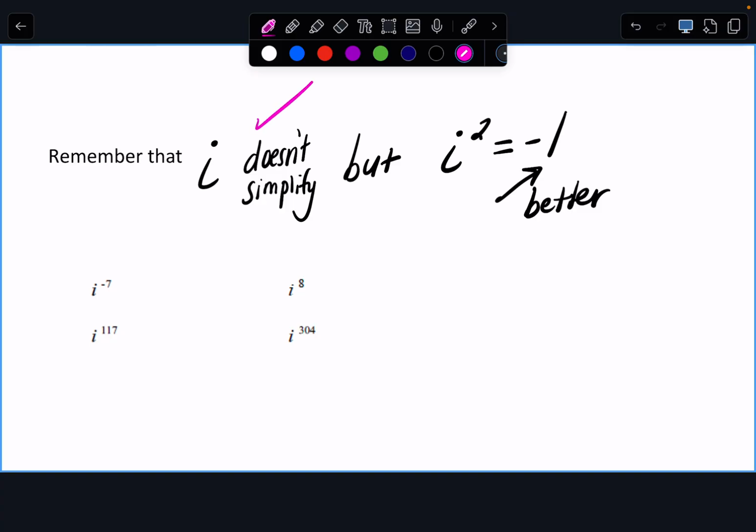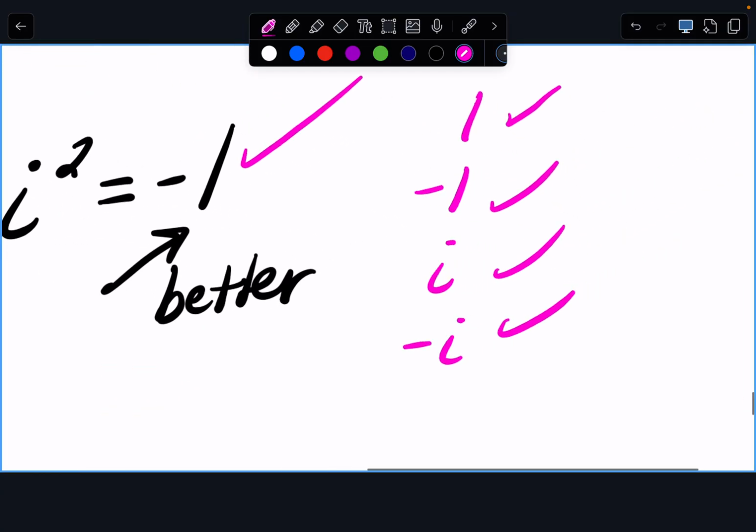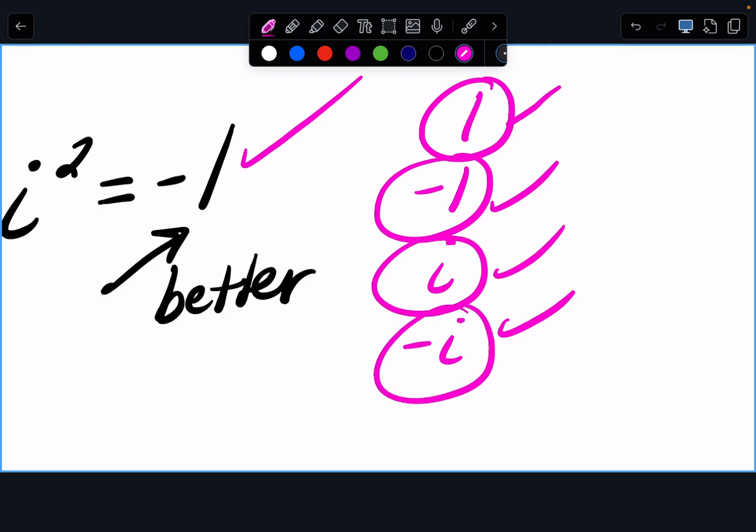I is as simplified as it gets. And when it comes to complex numbers, that's 1i. And then remember, i squared is negative 1. Negative 1 is considered more simplified. So basically, you're looking to get an answer of 1, negative 1, i, or negative i, because these are considered as simplified as they can get. Like nothing can happen. 1 is 1. Negative 1 is negative 1. i is i. Negative i is negative i.